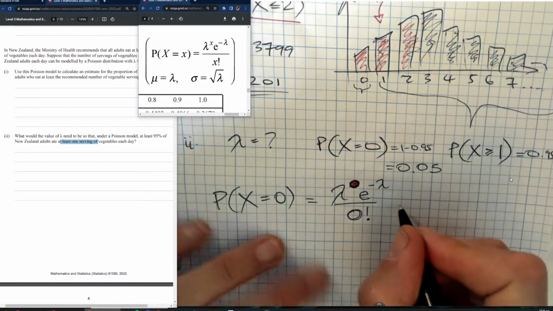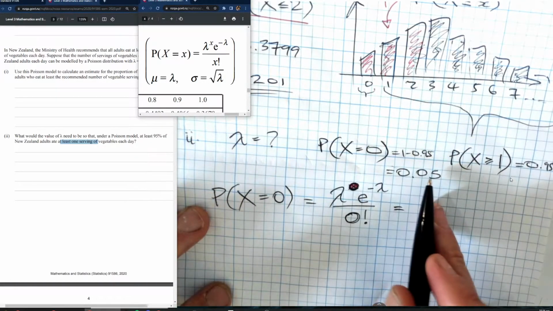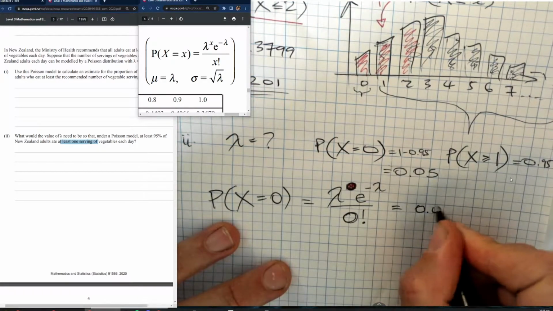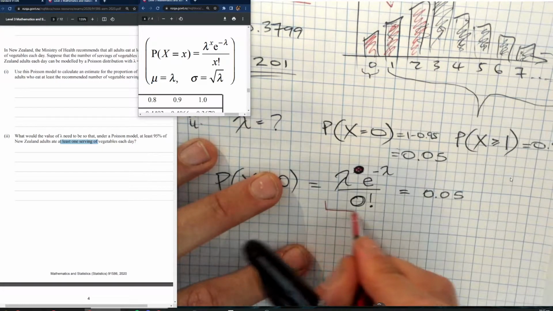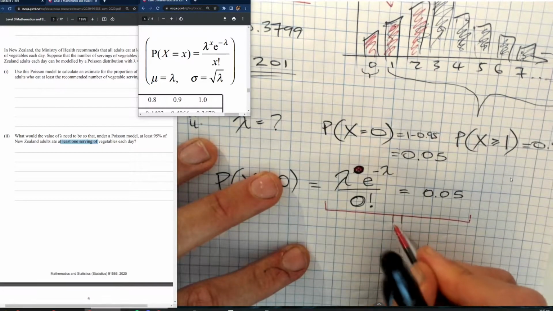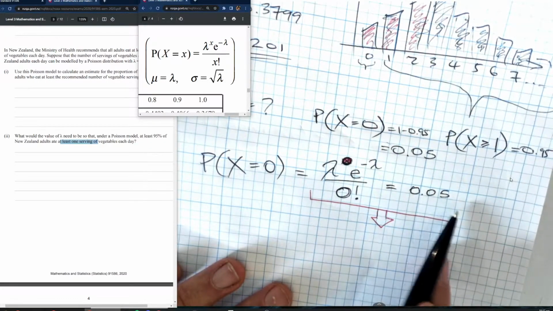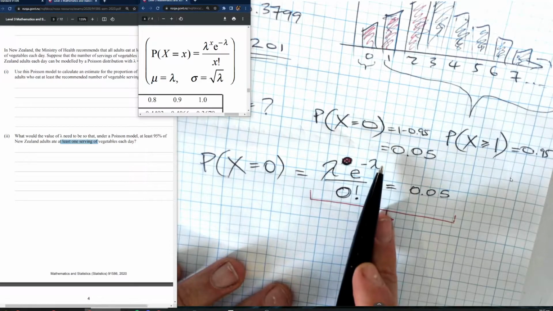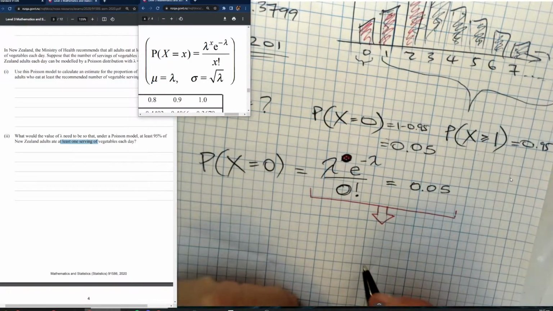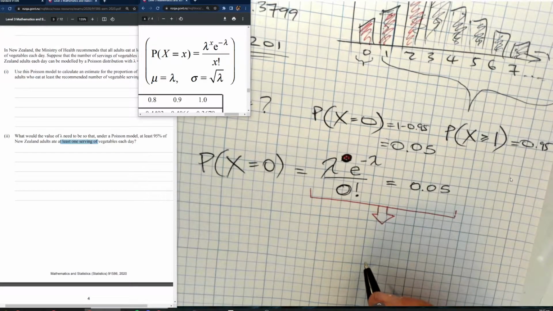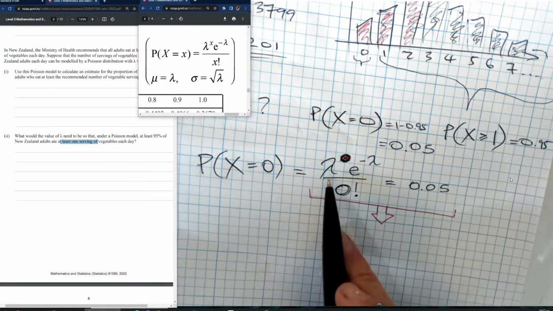Okay, now what do we also know? We know that the probability that x equals 0 from here is 0.05. So I can put that in over here, 0.05. Now all I'm going to do is some algebra on this part of it. That equals this. That's enough information for me to find out what lambda is equal to. What did I do wrong? My brain's not happy for some reason. Lambda to the power 0.